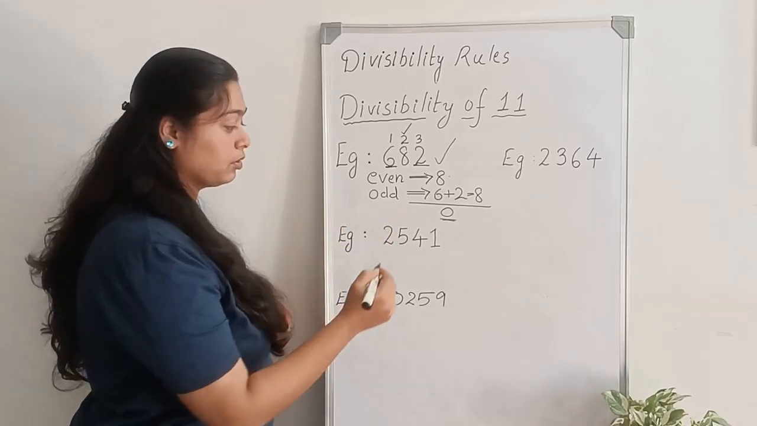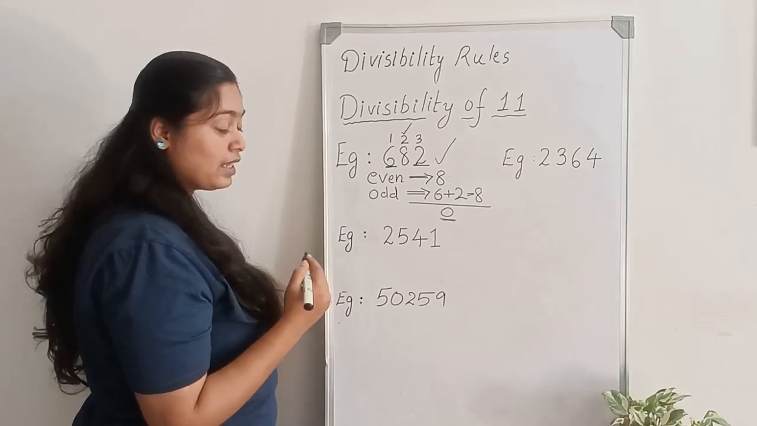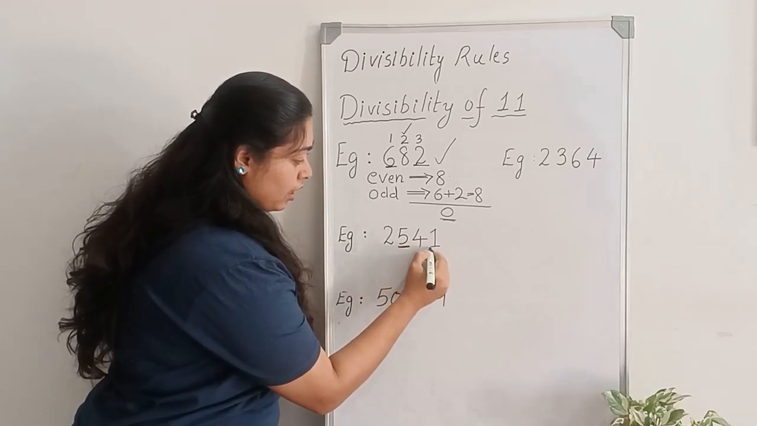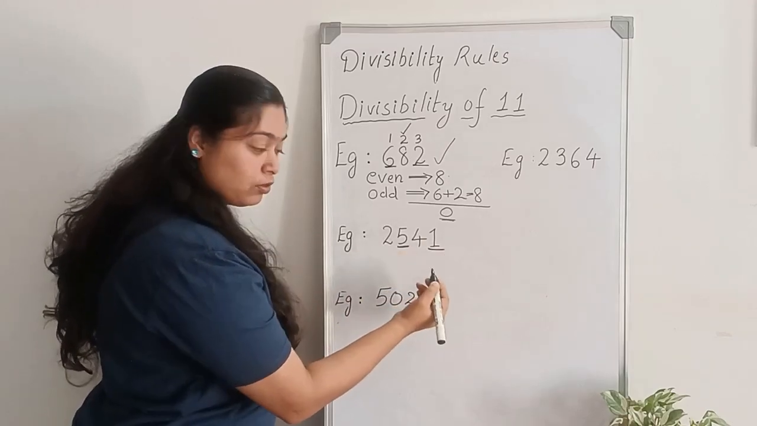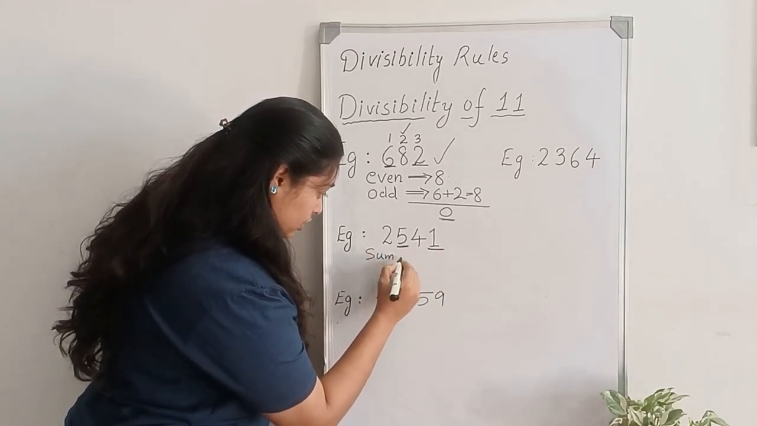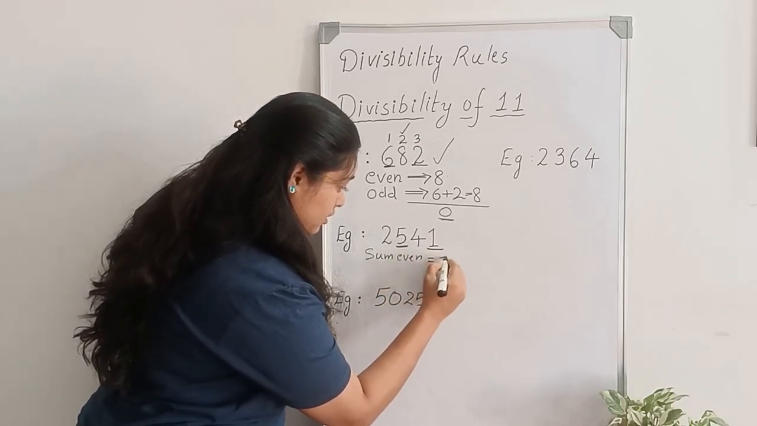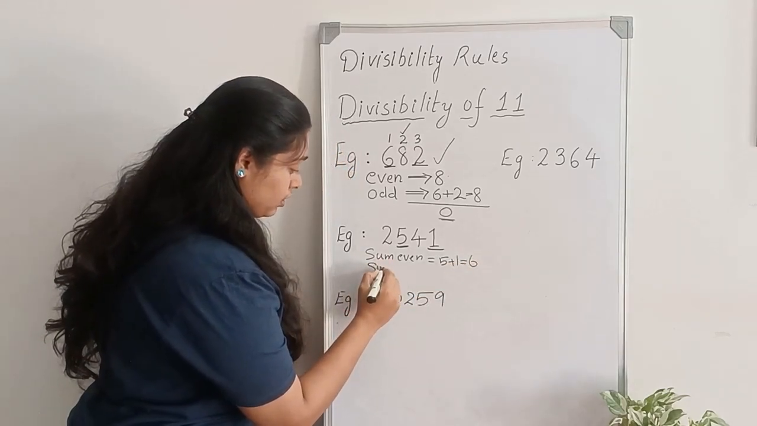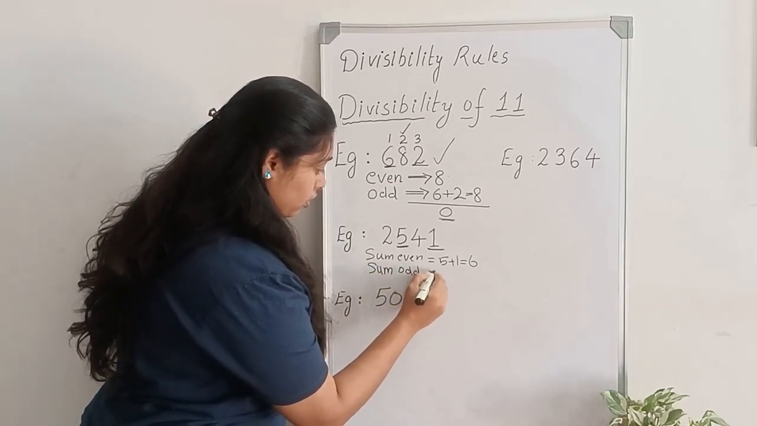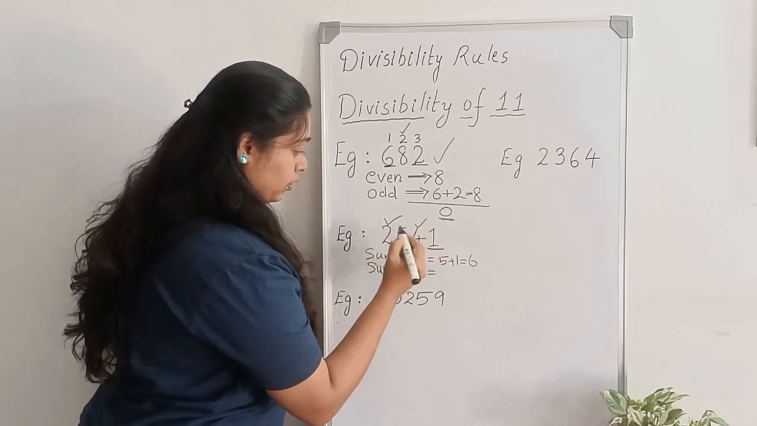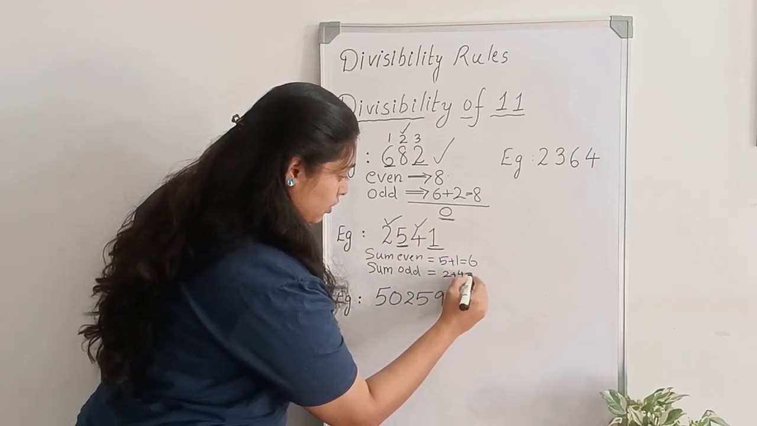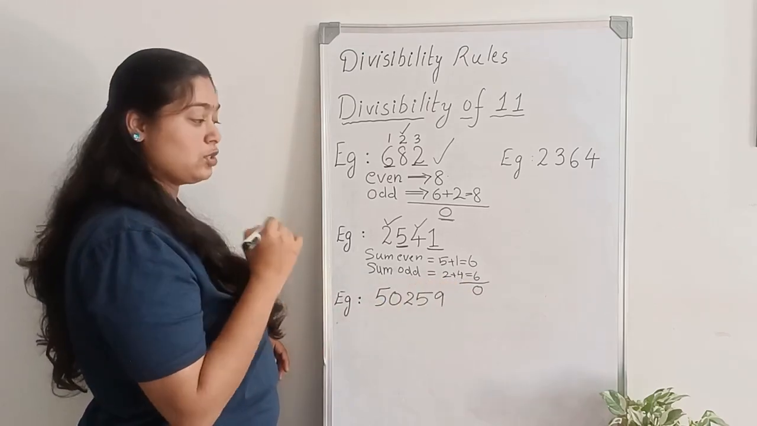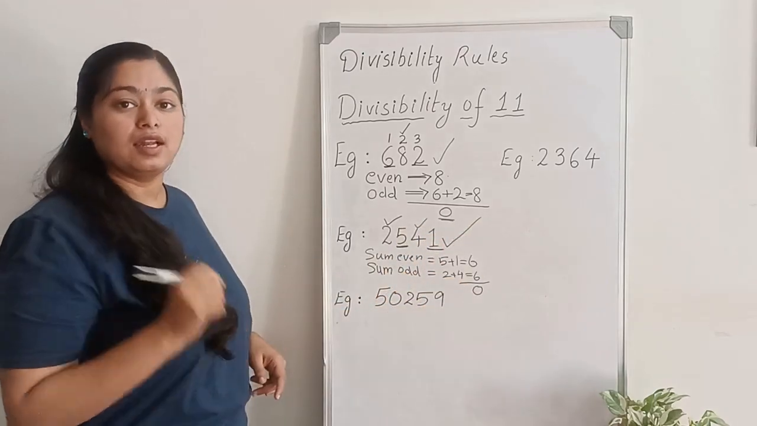This time I am taking a 4-digit number, 2541. So let's see what are the numbers at the even places. Even places means the second place and the fourth place. And what's the sum of those digits? The sum of the even places is 5 plus 1, that's 6. And let's take the sum of the digits in the odd places. So the odd places are the first and the third. So 2 plus 4, which is also 6. And if you subtract them, the difference is again 0, which means this number is also divisible by 11.